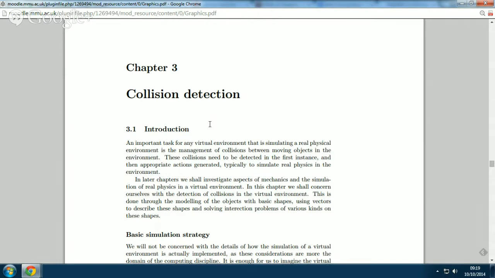Such as mechanics and the simulation of real physics in the virtual environment. In this chapter, we're just concerned with detecting when the objects collide, and looking at the mathematics that lies behind the computer simulation of collision detection. So this is basically done through the modeling of the objects with basic shapes, where you're going to use vector descriptions of the basic shapes. So the problem of detecting collisions will be reduced to the problem of detecting intersections between shapes which are described by vectors.